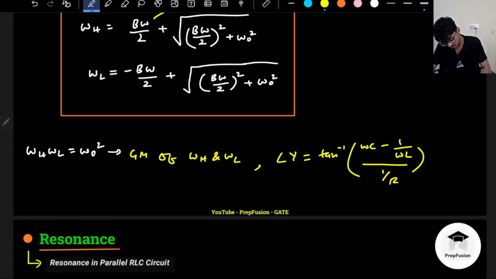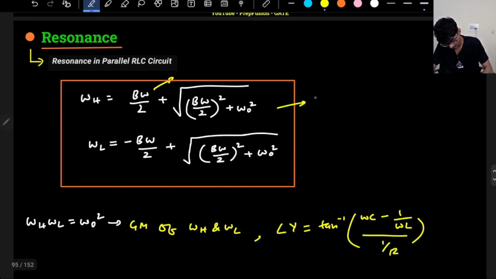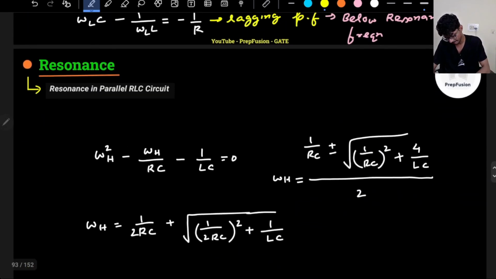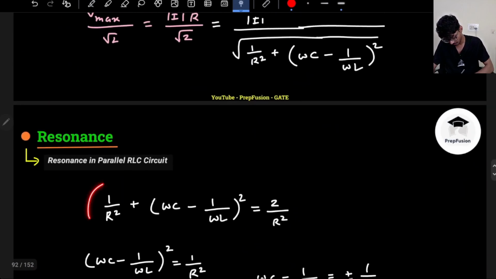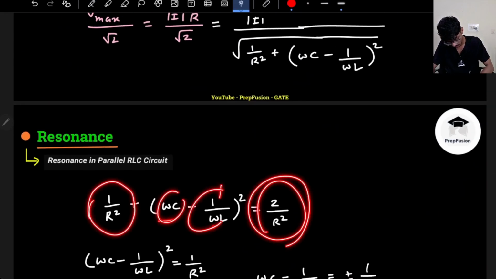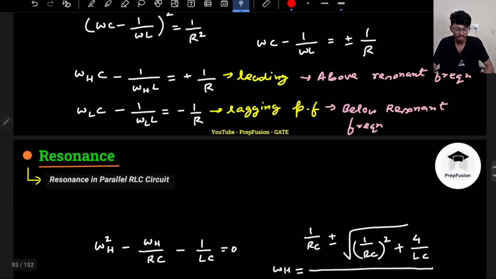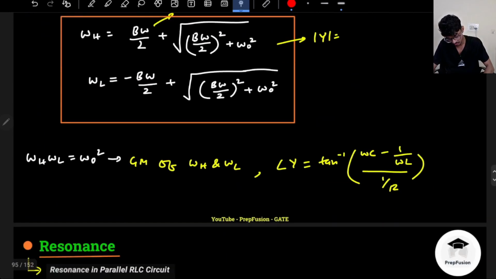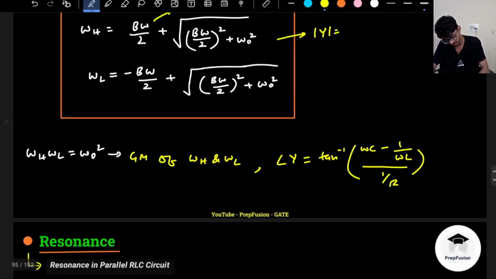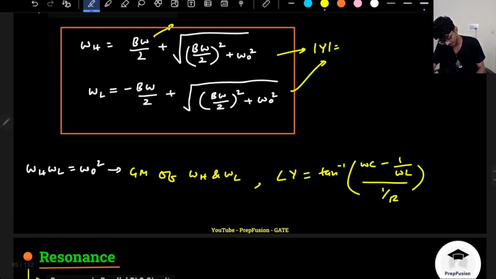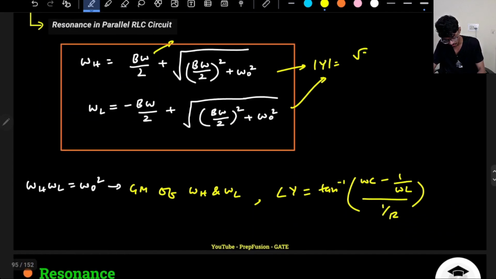If it is equal to plus 1 by R, it will be capacitive. So my magnitude of admittance at the higher 3 dB frequency is what? It is 1 by R whole square plus omega C minus 1 by omega L whole square, that is 2 by R square. So the admittance will be root 2 by R. It does not matter because the sign does not matter. In either case, the magnitude of the admittance will be root 2 by R.